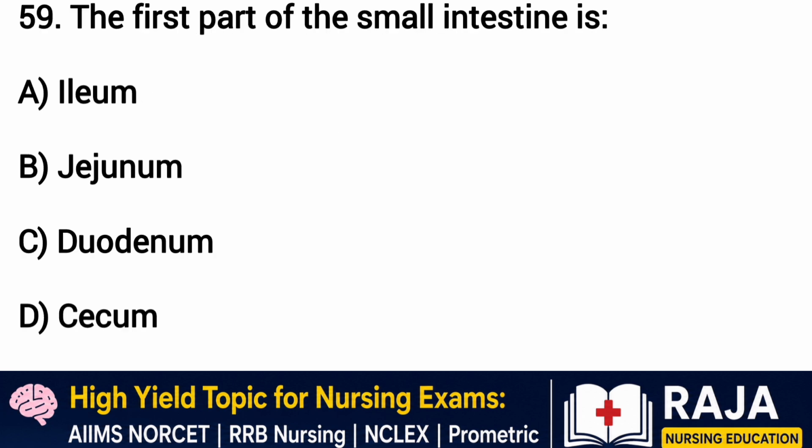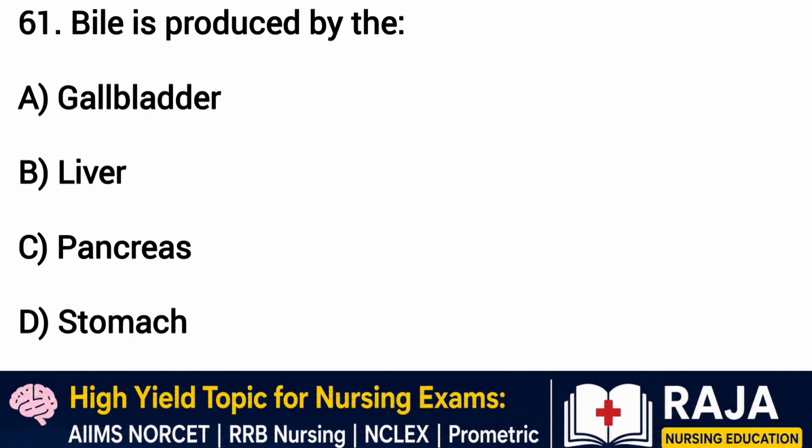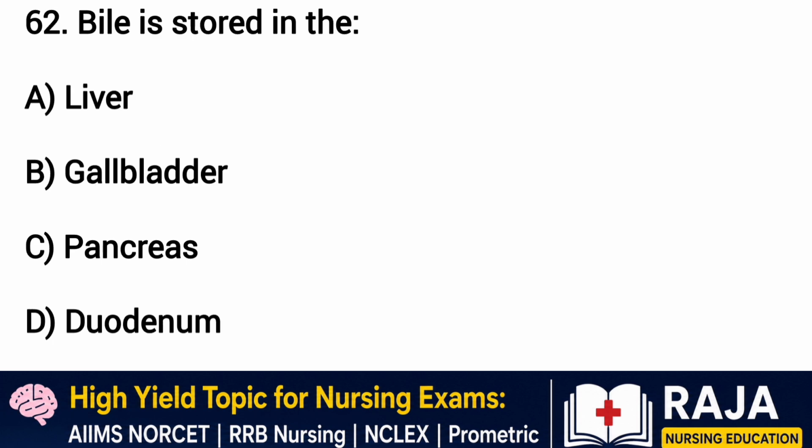The first part of the small intestine is. The answer is C. Duodenum. The final part of the small intestine is. The answer is C. Ileum. Bile is produced by the. The answer is B. Liver. Bile is stored in the. The answer is B. Gallbladder.